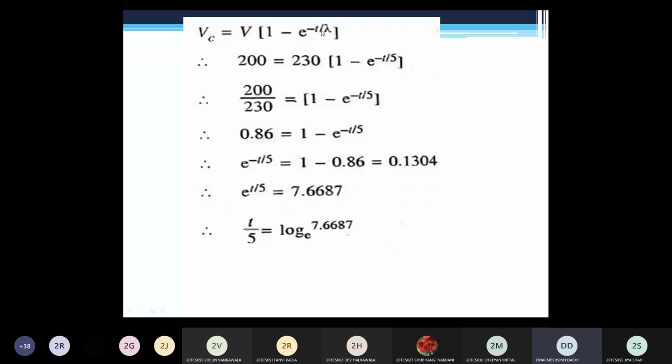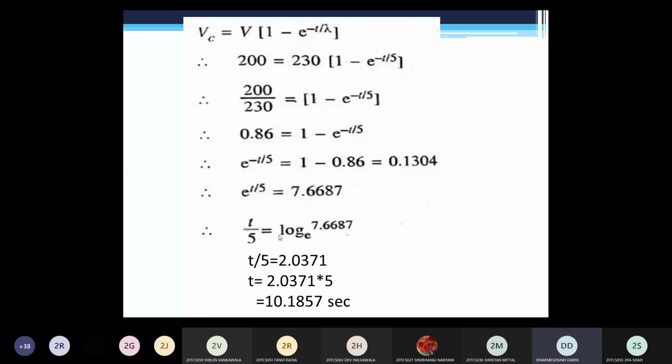So you find e raised to minus t by 5, which is 0.1305. So e raised to t by 5 is the inverse of this, 7.66. If you take the anti-log, t by 5 equals log 7.6687. That gives a value of time t as 10.1857 seconds. So this capacitor requires 10.1857 seconds to charge up to 200 volts. Clear? So that is the answer of this example.